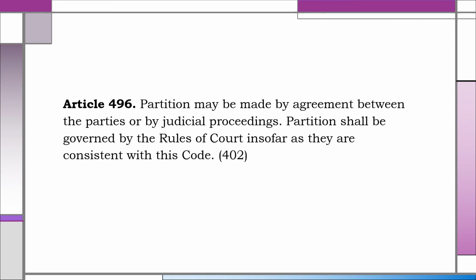Article 496. Partition may be made by agreement between the parties or by judicial proceedings. Partition may be governed by the rules of court insofar as they are consistent with this code. Under this article, partition can be extrajudicial or judicial.